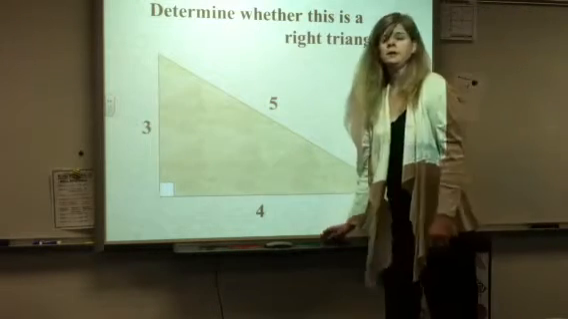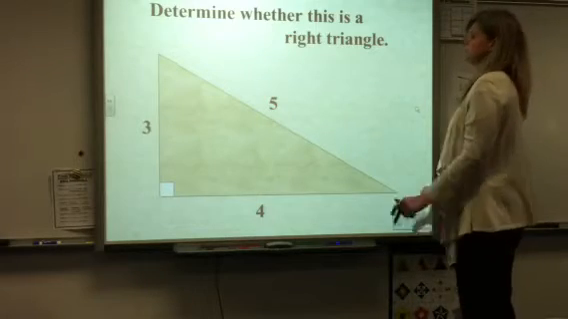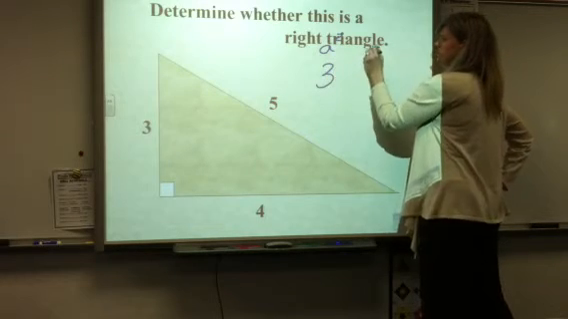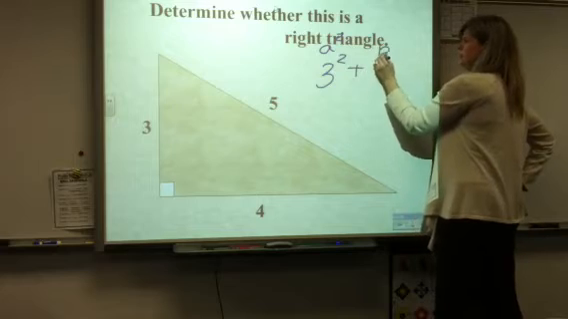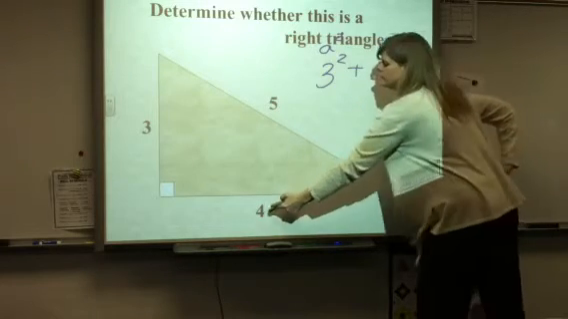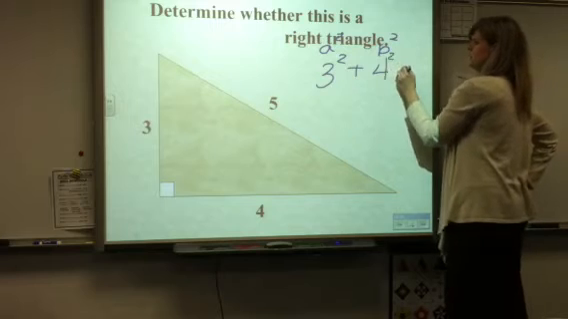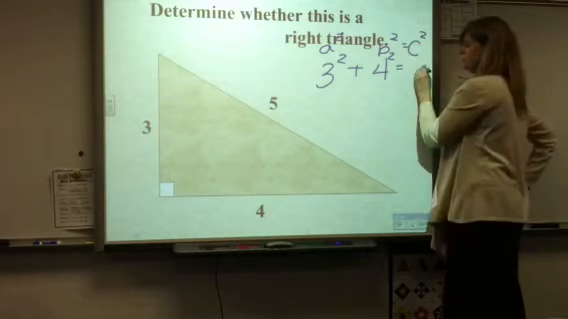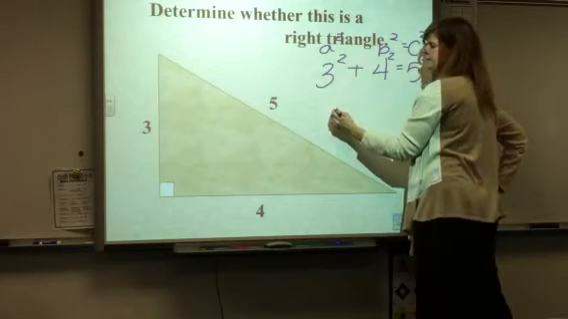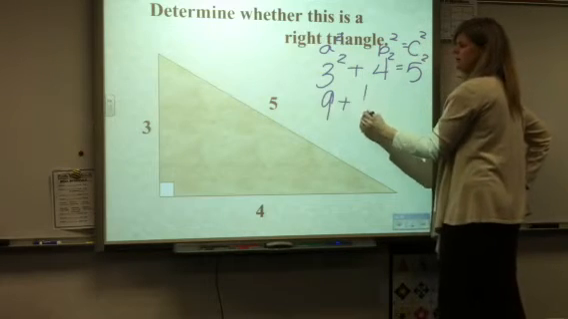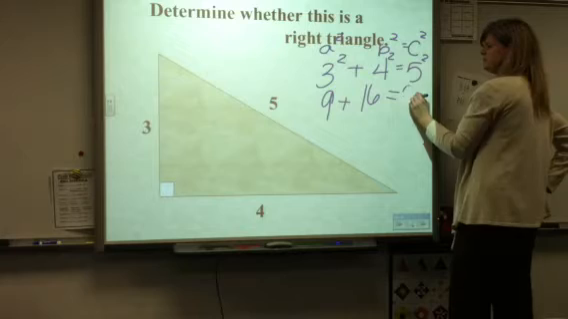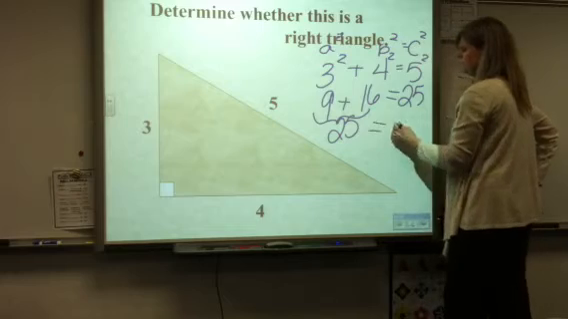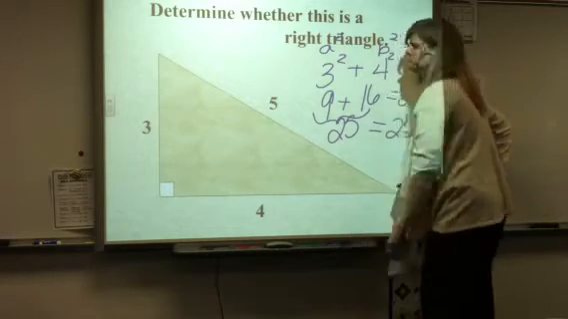Now, we need to determine if this is a right triangle. So we will take 3, which is side A, and square it. We will take B and square it, which is side of 4. And we want to find out, will it equal side C squared, which would be 5 squared? Well, 3 squared is 3 times 3, or 9. 4 squared is 16. 5 squared, 5 times 5, is 25. And 9 and 16 gives us 25. So both sides are equal. So it is a right triangle.